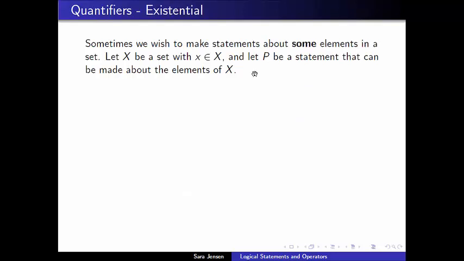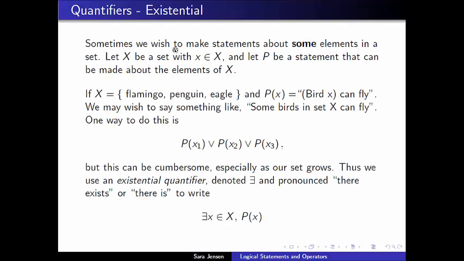So universal quantifiers are for when we're trying to make statements about all of the elements of a set having a particular property. But that's not always a thing that we want to say about our set. Sometimes we want to make a different type of statement about what's going on with some of the elements in a set. So same setup as before, except I've changed my set X a little bit. Now instead of being a flamingo, a duck, and an eagle, my set X is a flamingo, a penguin, and an eagle. And my statement is exactly the same.